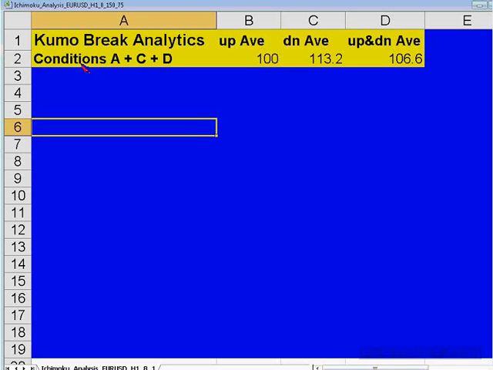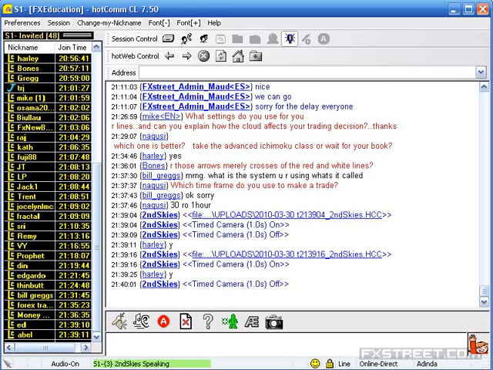So this is performing the analytics, and with conditions A plus C plus D, this is the average pip move with these types of conditions. Now we're looking for a potential downward Kumo break. What conditions A plus C plus D are, I don't reveal that. But I will tell you that this is suggesting that if it does perform this Kumo break with these conditions in place, we will have a 113.2 pip move. Now, keep that number in mind, 113.2. Let's just round that to 113.